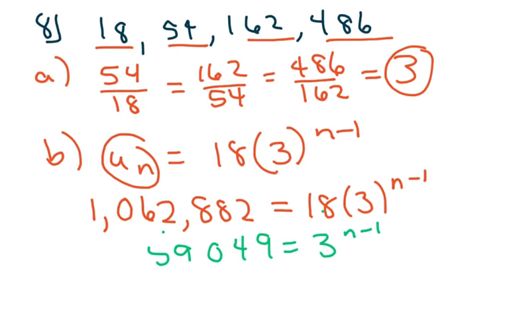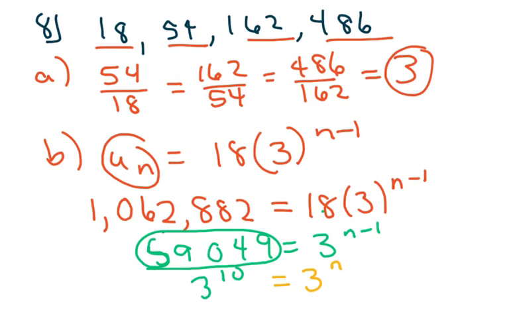And you can do logs, but I already knew that 3 to the 10th equals this. You know your mental math, you're good with that. So you get 3 to the 10th equals 3 to the n minus 1. And so we can cross those out, and we get 10 equals n minus 1. So 11 equals n. And that's all I have for that.